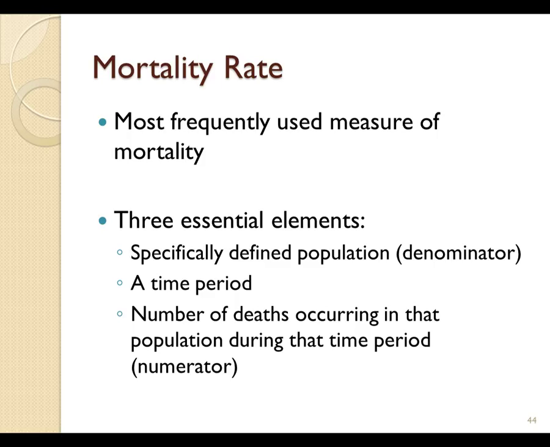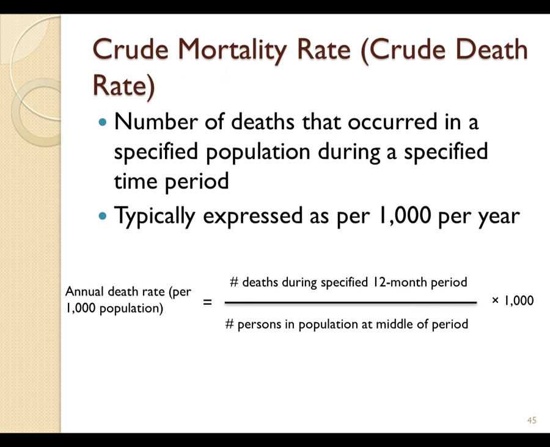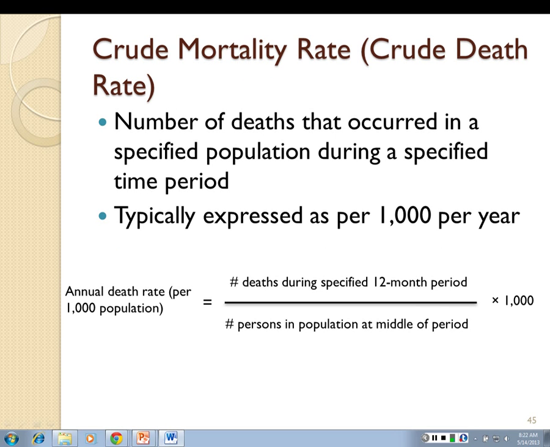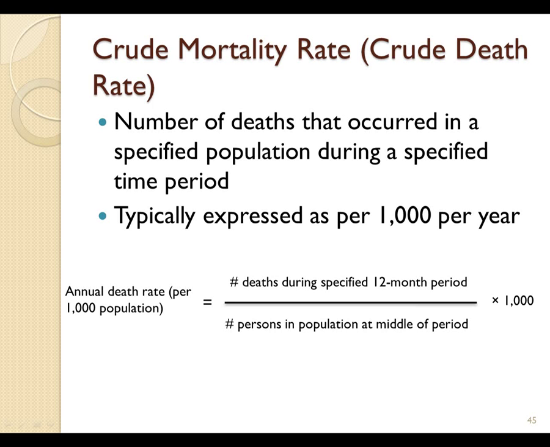Now, the mortality rate is the most frequently used measure of mortality. It involves a defined population as the denominator, a time period, and the number of deaths occurring in the population during that time period. The crude mortality rate, or crude death rate, is simply the number of deaths that occurred divided by the number of people in the population. The crude mortality rate does not take into account the fact that the chance of dying varies according to age, sex, race, socioeconomic status, and other factors, and it is not usually appropriate for comparing different time periods or geographic areas.